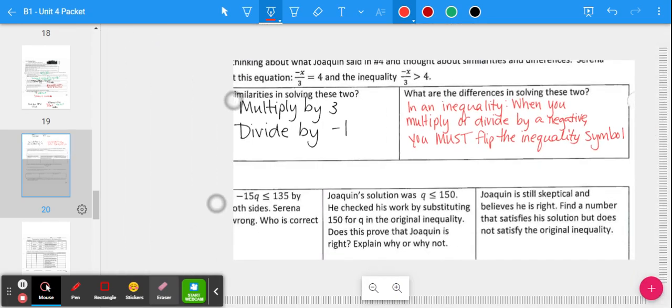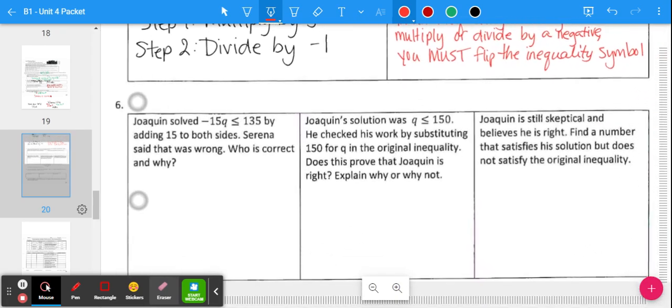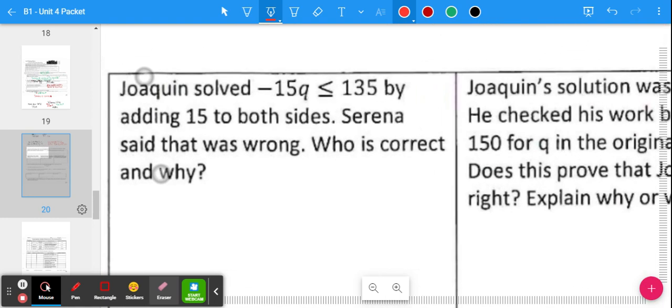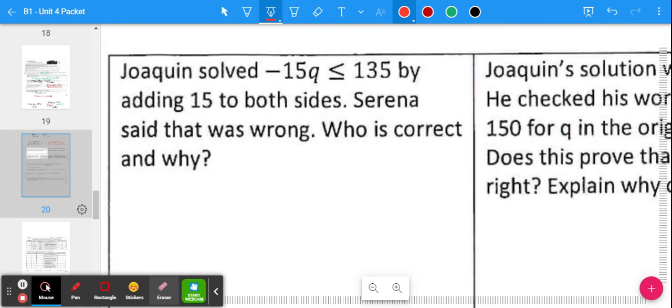Moving right along. Joaquin solved negative 15q is less than or equal to 135 by adding 15 to both sides. Serena said that was wrong. Who is correct and why? Well, because this negative 15 is a coefficient for q, you cannot add it to both sides. So Serena is correct in saying that there's an error. What they should have done is divide by the 15.